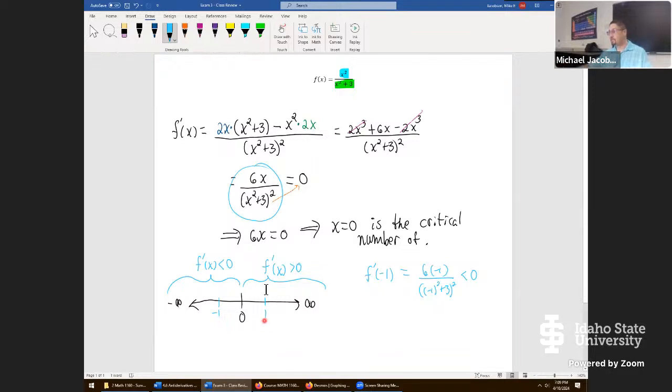Let's put 1 inside that function. So we have f prime at 1 is 6 times 1 divided by 1 squared plus 3 squared. Everything there's positive, so we'll just say, yeah, we were right. F prime is positive in that region.